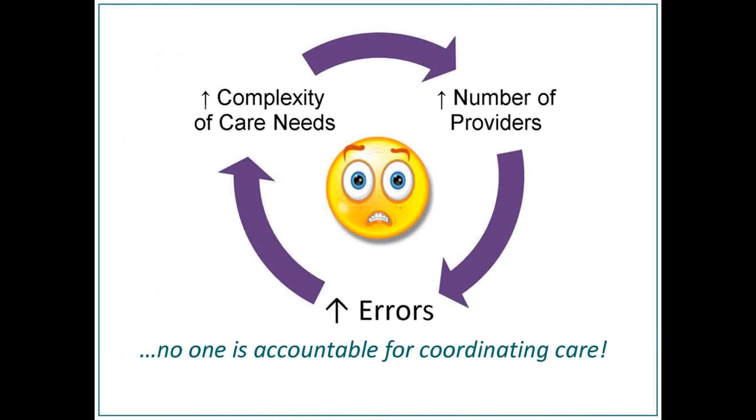So we end up with this vicious cycle where we've got patients with increasing complexity of their care needs. We increase the number of providers because the care is so complex we can't possibly do it on our own. And then we increase the number of errors because no one's accountable for coordinating the care. So one of the key points in all of this care coordination is knowing who's accountable and who we assign with that accountability. Next slide.